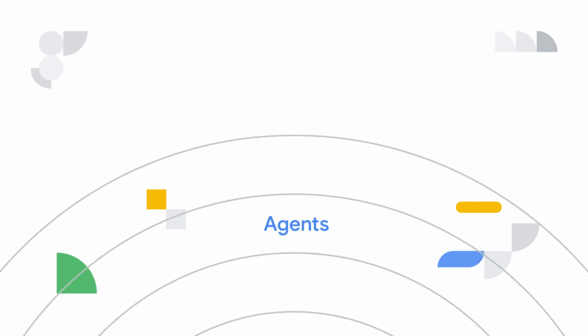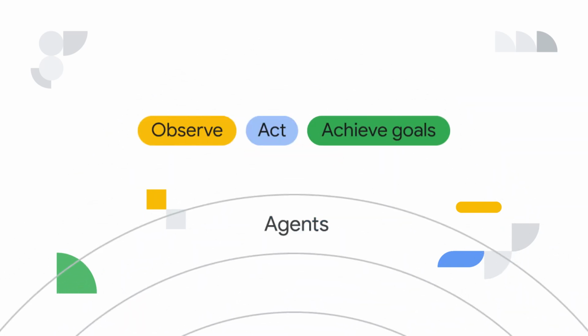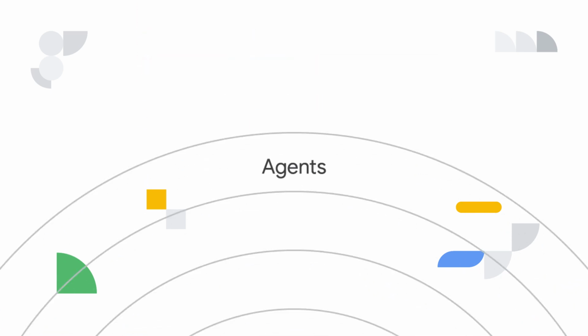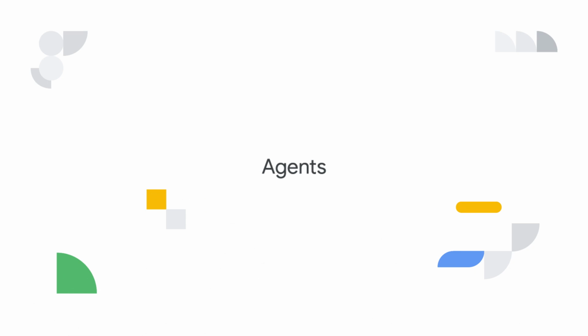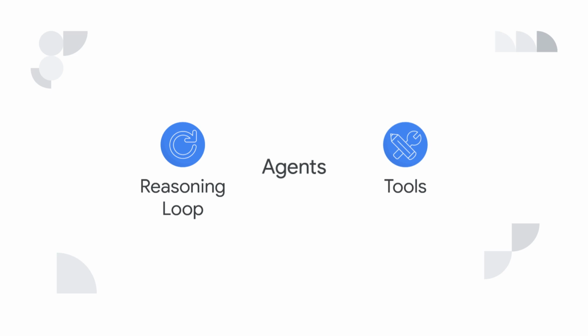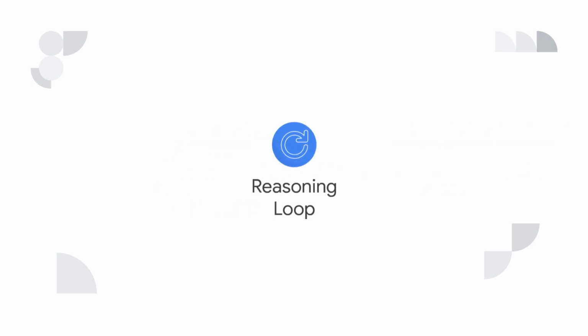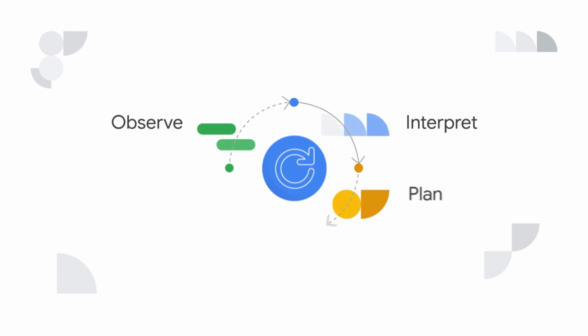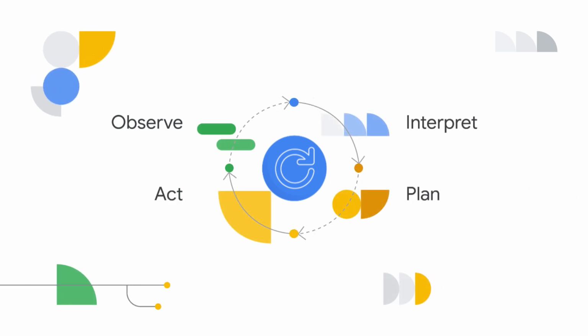AI agents are designed to observe, act, and achieve goals. While AI agents utilize models, they represent a significant leap beyond their capabilities. Agents incorporate two key elements that distinguish them from standalone models: a reasoning loop and tools. The reasoning loop is the agent's thinking process. It's a continuous cycle of observing, interpreting, planning, and acting. This iterative process enables agents to analyze situations, plan actions, and adapt based on outcomes.